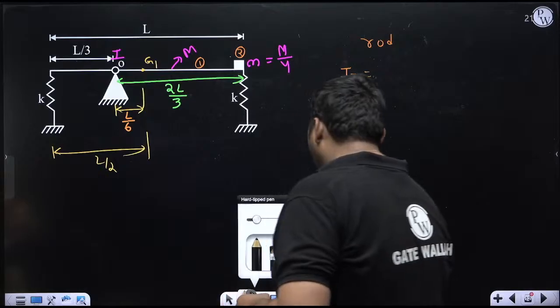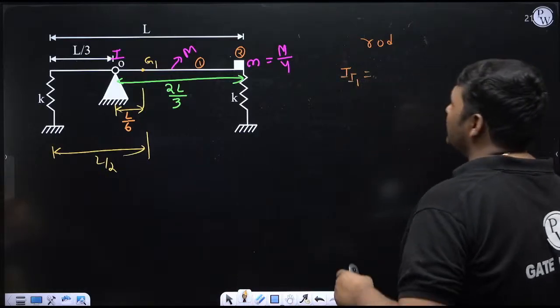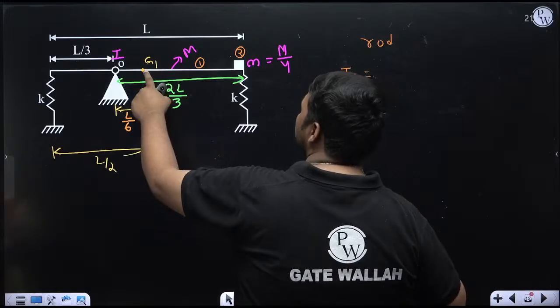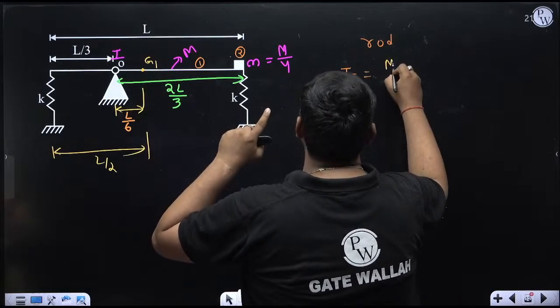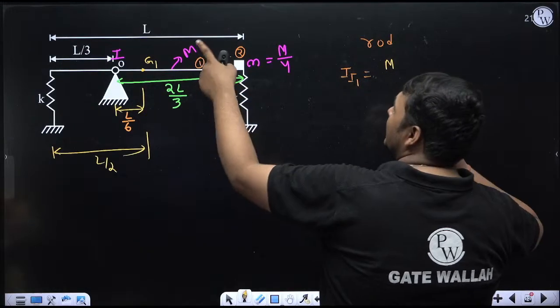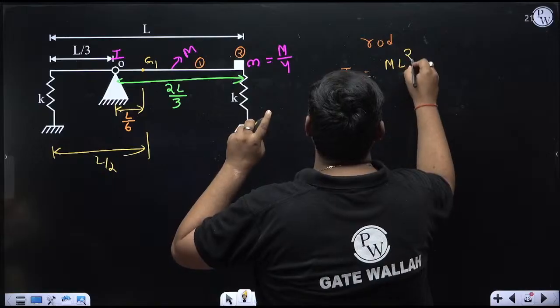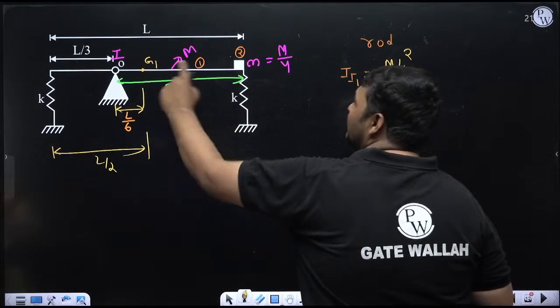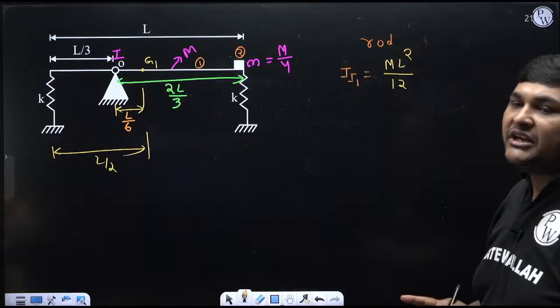So what about the mass moment of inertia of the rod about the eye center? I1, that will be: the moment of inertia of the rod about its center of gravity, that is G1, is ML square by 12, where M is the mass of the rod, capital M, and L is the length of the rod, capital L. Now it is about the center of gravity, that is about G1. To calculate about the eye center, we'll use the parallel axis theorem.